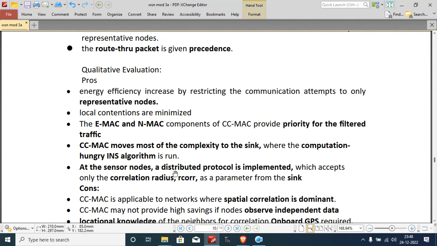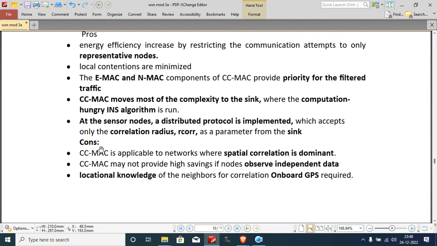At the sensor node, the distributed protocol is implemented, which accepts only the correlation radius (R core) as a parameter from the sink. The disadvantages of the CCMAC are it is applicable to a network where spatial correlation is dominant. That is, similar values should be associated with a cluster, over the entire correlation cluster. Each of those nodes should have the same values. Only then this can work.